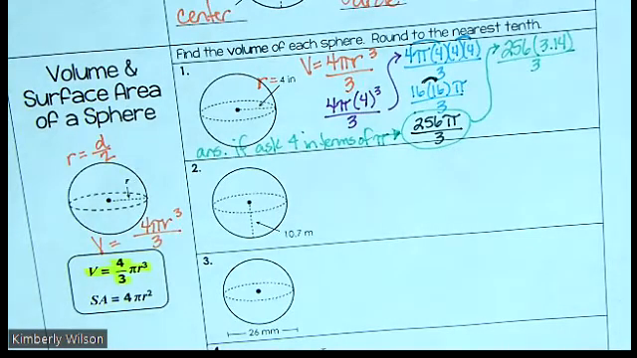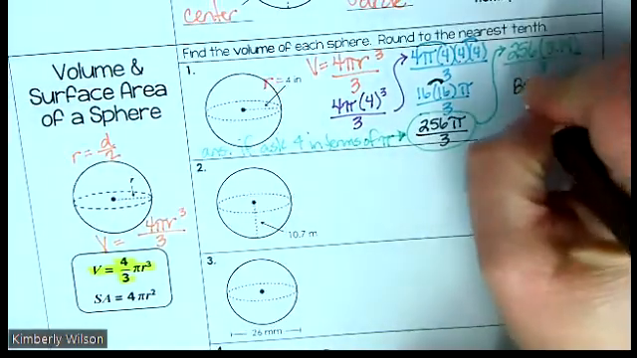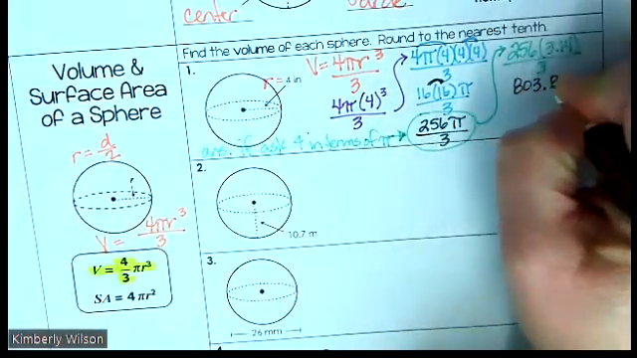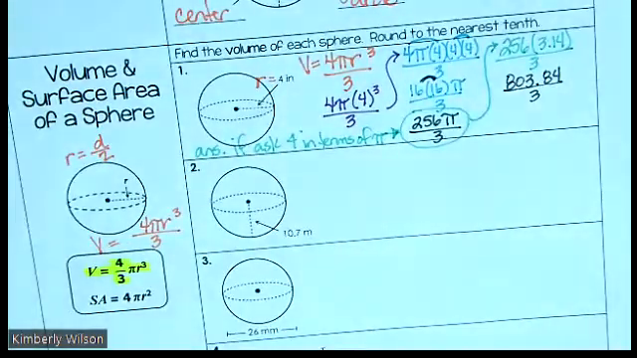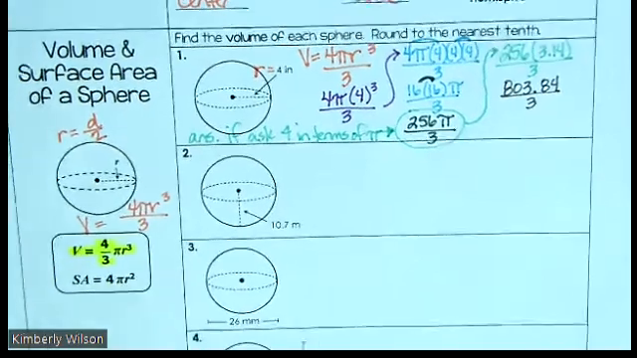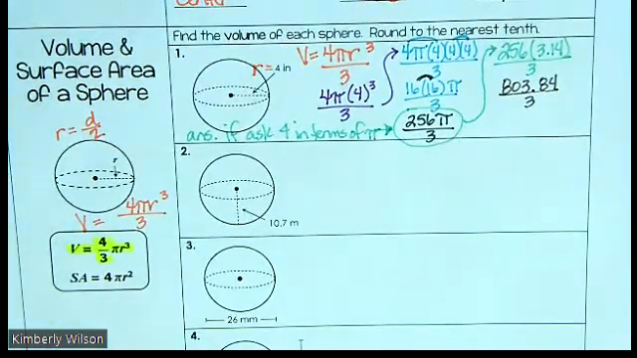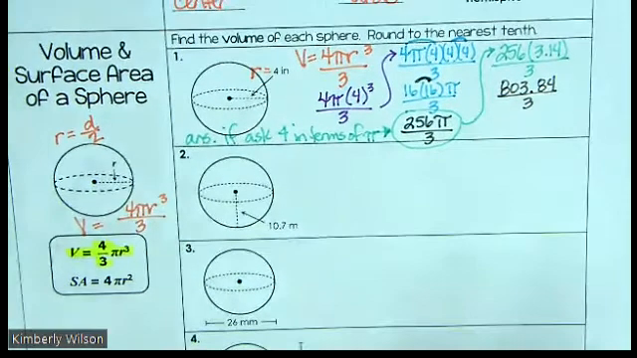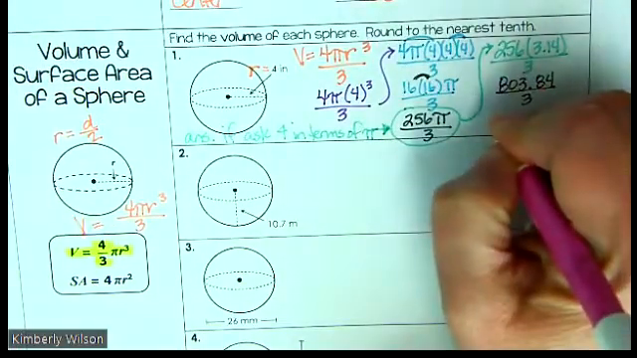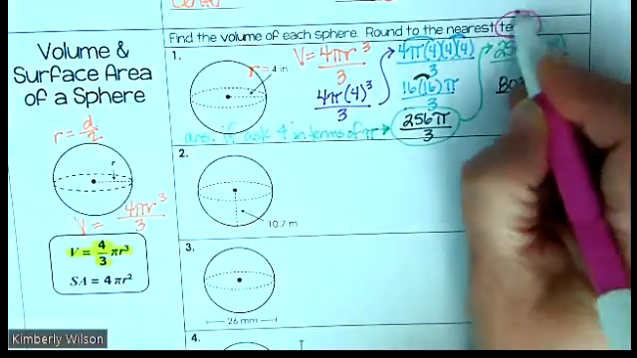256 times 3.14 is 803.84, divided by 3. Realize the worksheet itself, I think, gives it to you using the pi button, but on the answer key I have shown it with 3.14. It says to round to the nearest tenth.